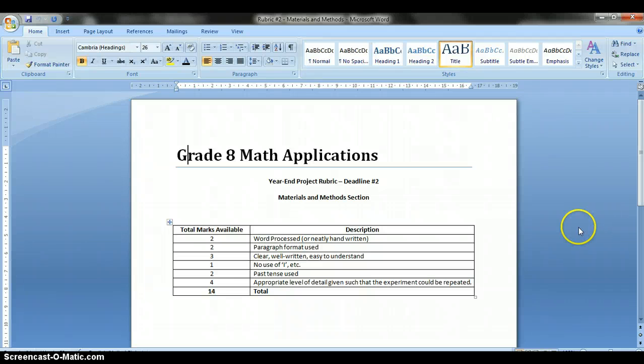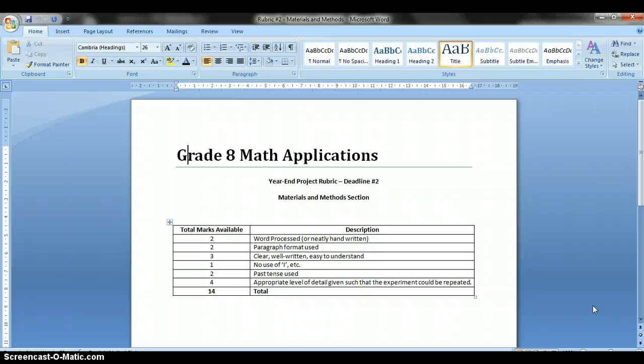Okay, and the last thing that's worth the most points, appropriate level of detail given such that the experiment could be repeated. We talked about this, you know exactly what this means. I need to be able to know that if anyone reads this, they can repeat your experiment with no problems. So, this will be due at the beginning of class next day.